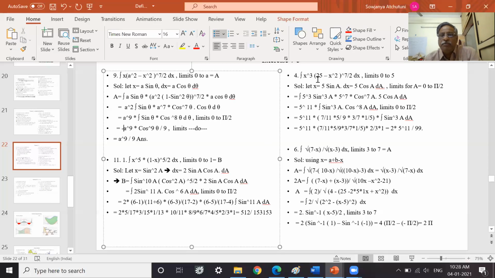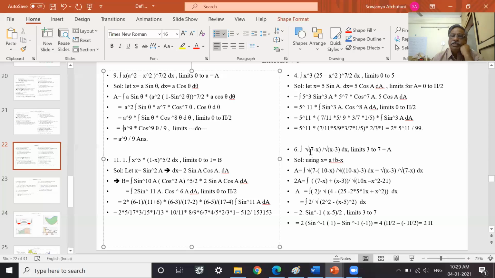So let us see another such problem. Same here, x to the power of 5, x cubed, (5 minus x square) whole to the power of 7 by 2. Here again the limit is 0 to 5, so I have to take 5 sine theta. Same repeat problem. Here finally what I am getting is 5 to the power of 11 sine cubed theta cos to the power of 8 theta d theta. So I have to reduce cos first. 8 means even, so all 4 times I have to reduce: 7 by 11, 5 by 9, 3 by 7, 1 by 5. Now cos is reduced. Now I am left with integral sine cubed theta, so 2 by 3 into 1. So this is my answer.